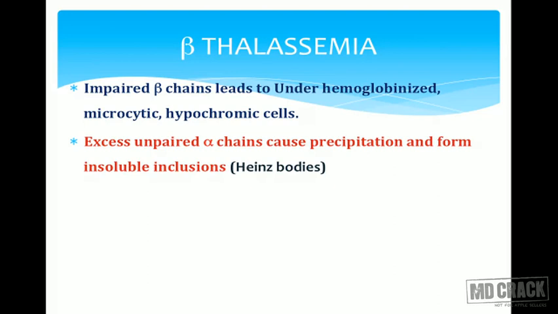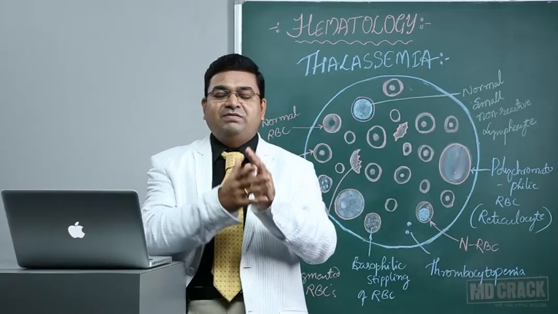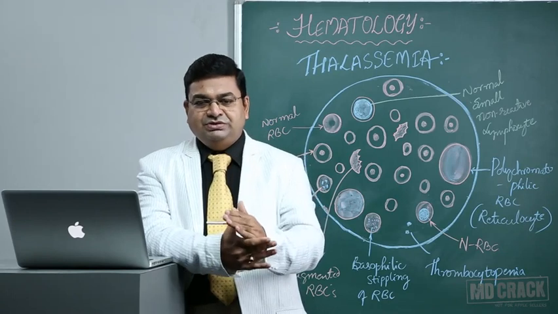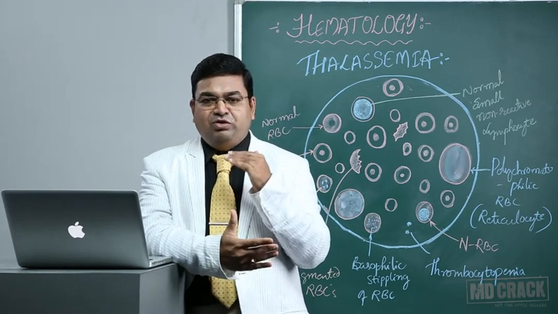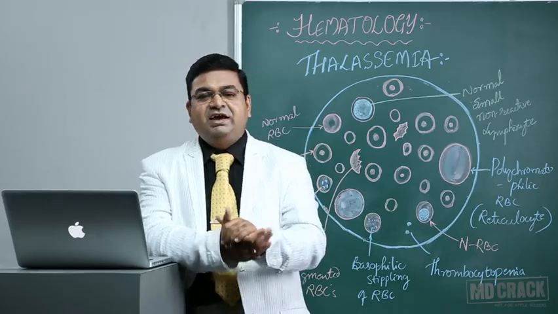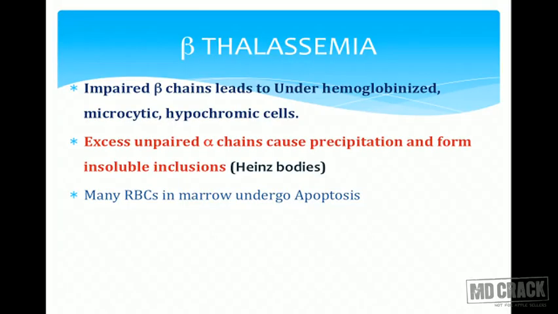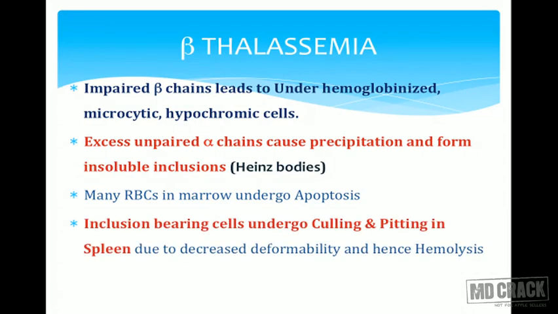They are the ones which will precipitate to form insoluble inclusions, especially in the erythroblast itself, where they accumulate, and we call them Heinz bodies. These Heinz bodies are seen in erythroid precursors as well as in the peripheral blood. The Heinz body containing erythroblasts will undergo apoptosis. They undergo lysis within the bone marrow itself. So this results in ineffective erythropoiesis. Most of these RBCs will undergo apoptotic death within the bone marrow itself.